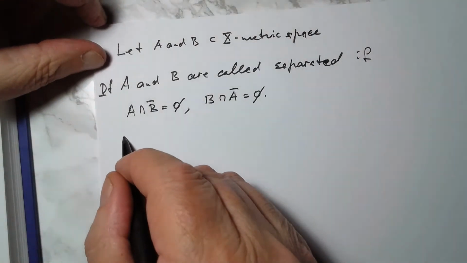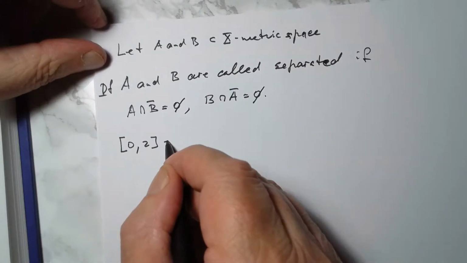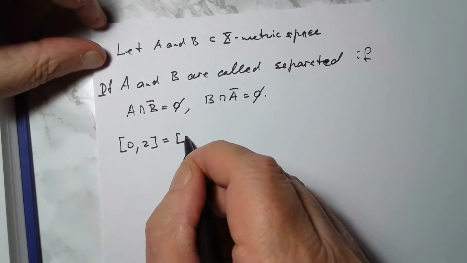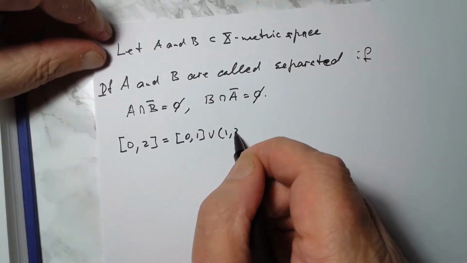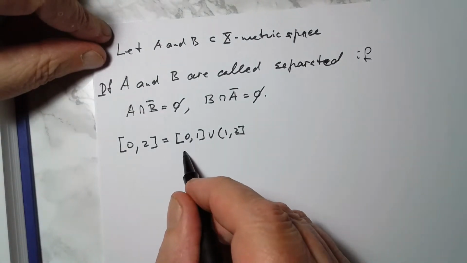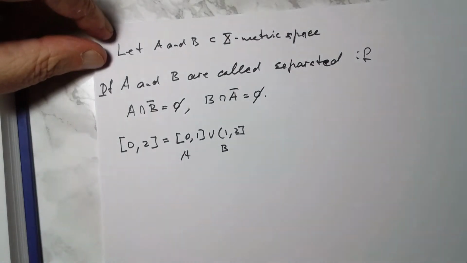So for instance, again, if you go to this interval 0, 2, like we did last time, and this is equal to the set 0, 1 union with 1, 2, then these two sets A and B over here are disjoint. The intersection of these two sets is empty.